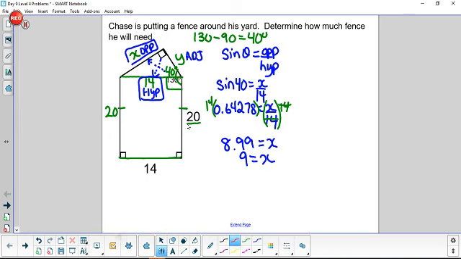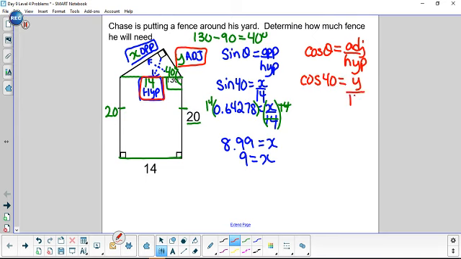So now we're going to repeat the process with the y. We're looking for our adjacent. We know our hypotenuse. So we are going to use the cos ratio because cos is adjacent over hypotenuse. Cos of 40, our adjacent side is y, our hypotenuse is 14. Cos of 40 is 0.7660 equals y over 14. We are going to multiply both sides by 14, and so we will get an answer of 10.7 equals y.